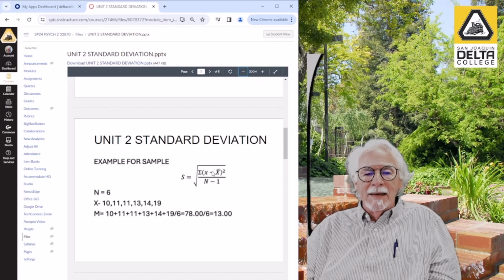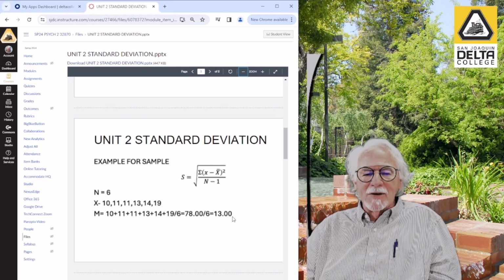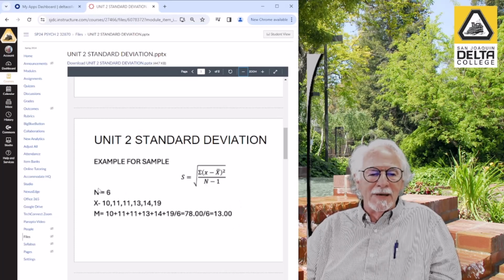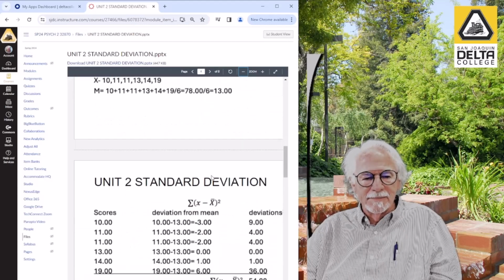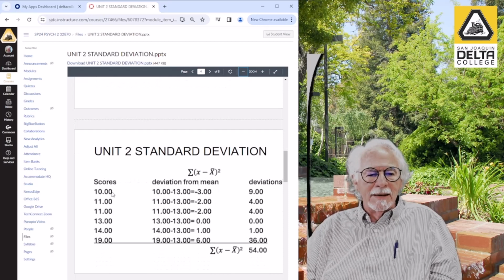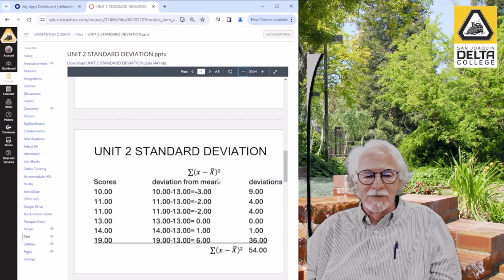Because we have x, we have the mean, which is just our scores added, 10 plus 11 plus 11 plus 13 plus 15 plus 19, divided by the number of scores, or 78 over 6, is 13. So we have our mean, we have our n, and we have our different scores. And this is how it works. For x, the sum of x minus x bar, or mean, squared. This is how we do it.